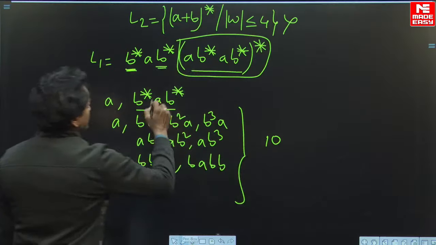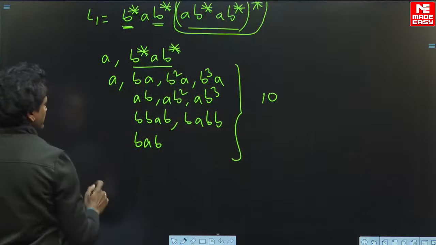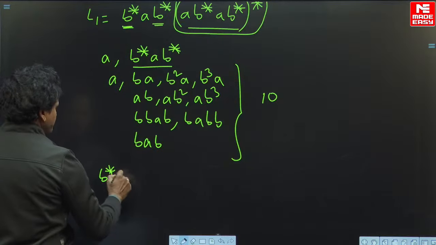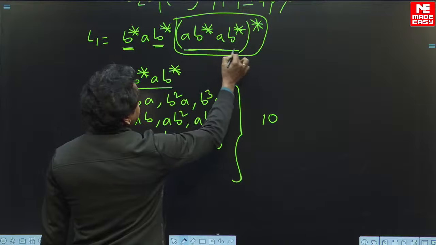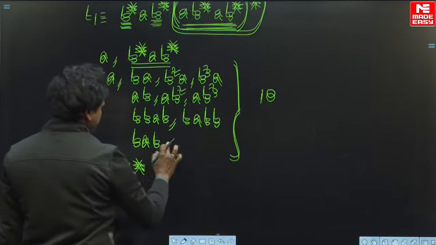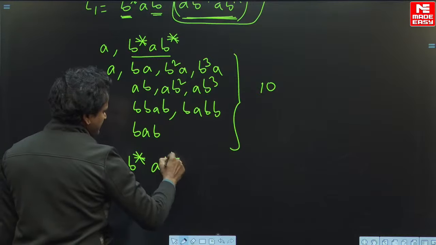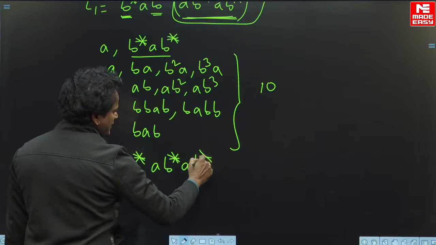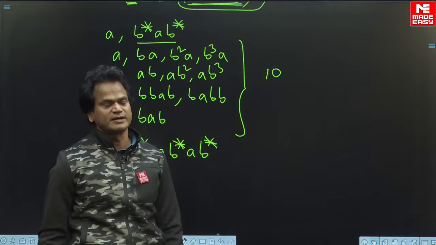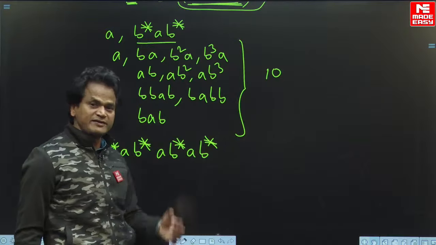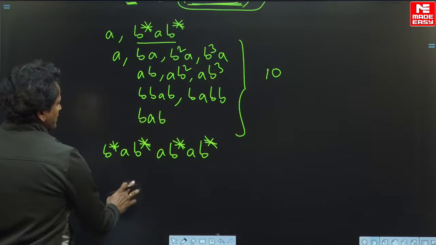If I take this one also, B star, B star, AB star, from this one we can expand any number of times. If I go for only one time AB star, I cannot take two times. If I take two times, the length will become more than 4, because we will get 5 A's. 5 is not the answer, right? So I will take only one time.